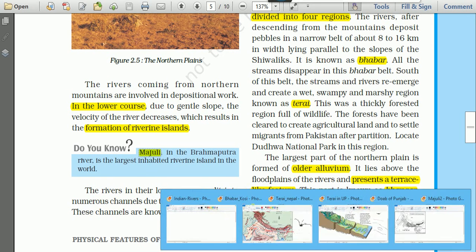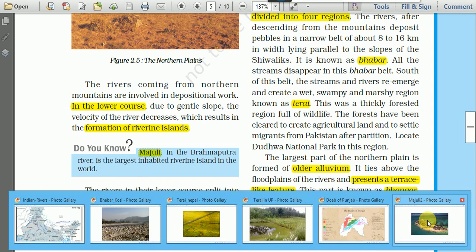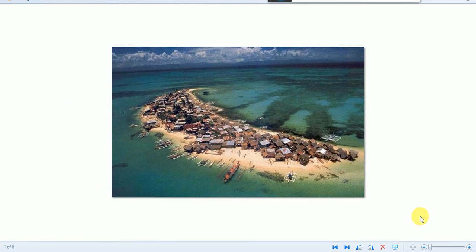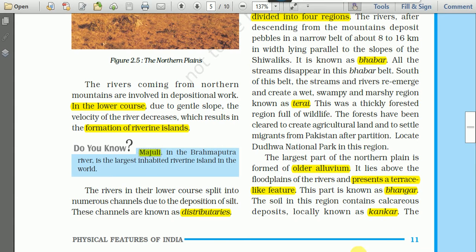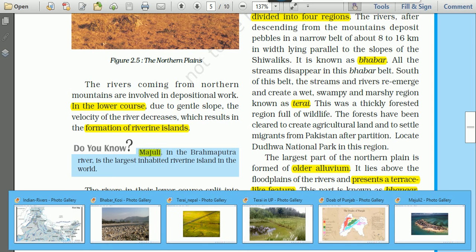And see, we have a photograph showing this Majuli. So this is a photograph showing Majuli riverine island. See here, these are the river waters and this is the island lying in the middle of the river.